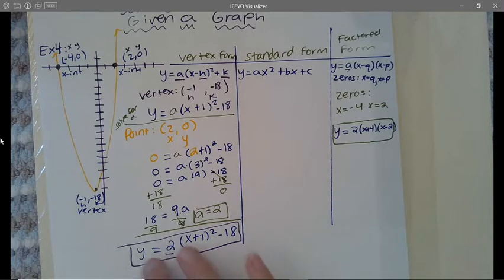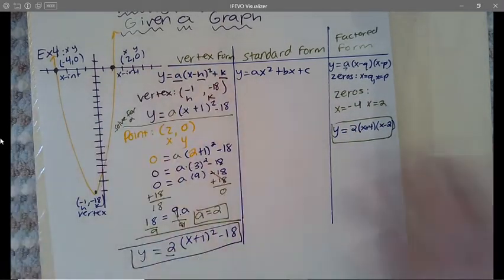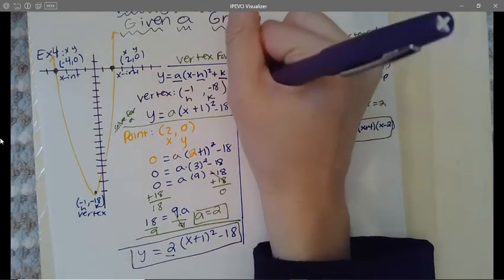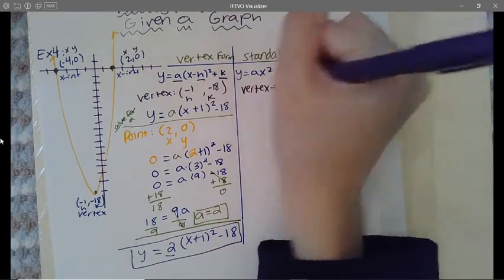Okay, the first way, I'm going to start from vertex form and get it to standard form. So this is pretty much like what we did in examples 1 through 3. So if you want to try it on your own from here, you can and see if you get it right. So I'm going to start from vertex form first. So vertex to standard form first.